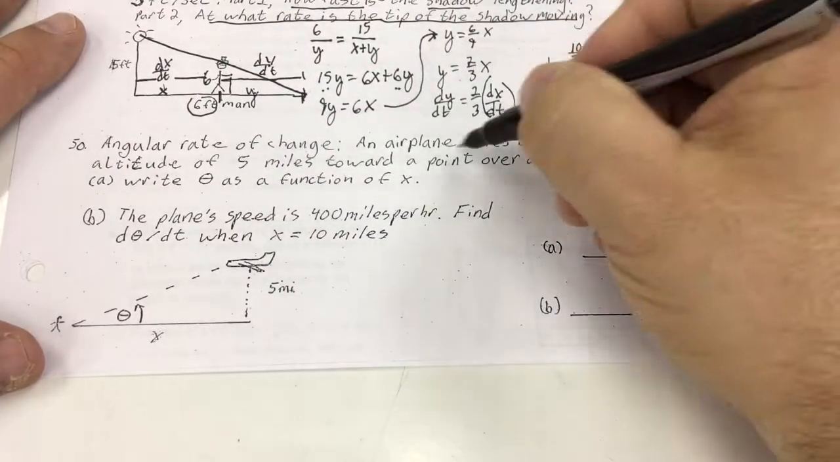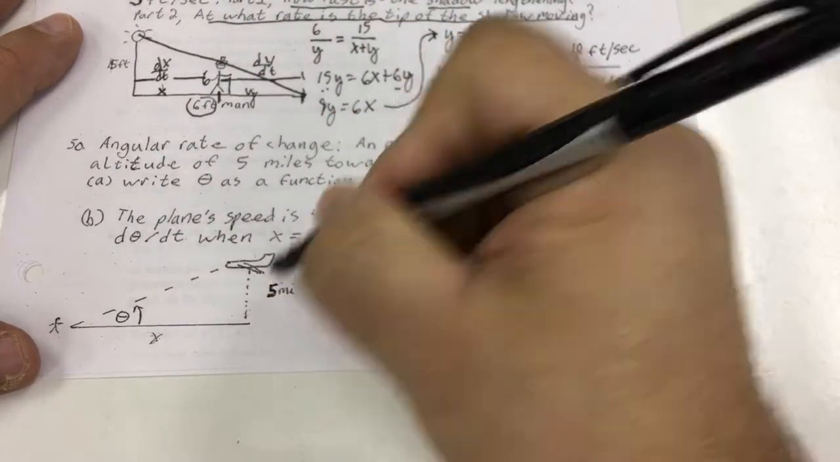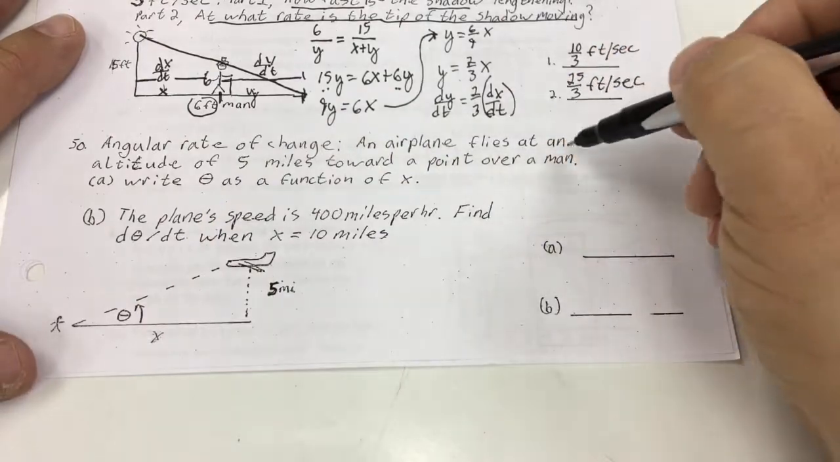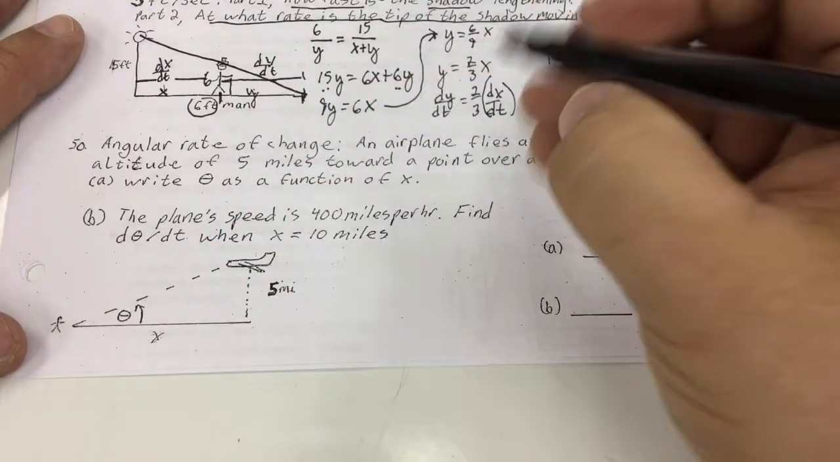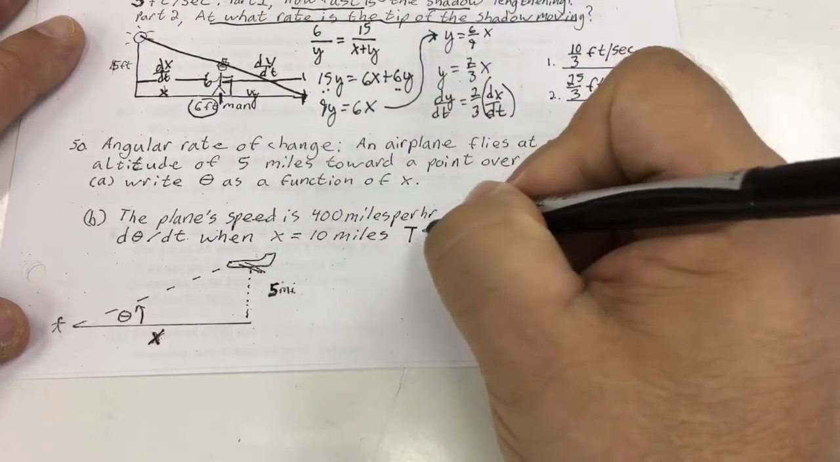Angular rate of change. An airplane flies at an altitude of 5 miles. That's its altitude, towards a point over a man. There's the man. Write theta as a function of x. So there's theta. So I have SOHCAHTOA. This one's going to be TOA.